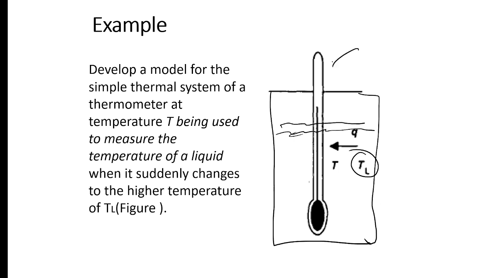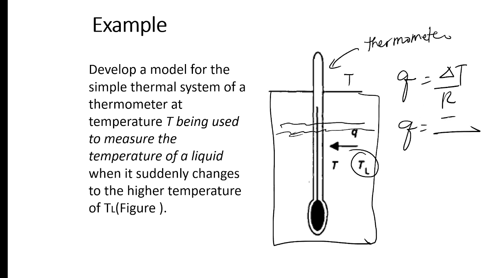And then you put a certain device to read the measurement of the temperature, which is called a thermometer. So that is going to be T, right? Now, how do we model this? The model for this is Q equals delta T over R, where delta T is the higher temperature of the liquid minus the temperature at the thermometer, over R, right? So that is the first model.